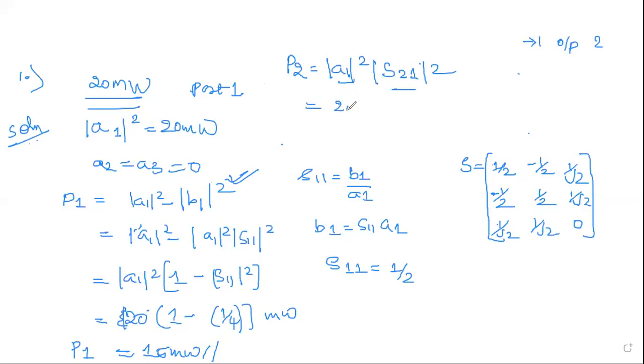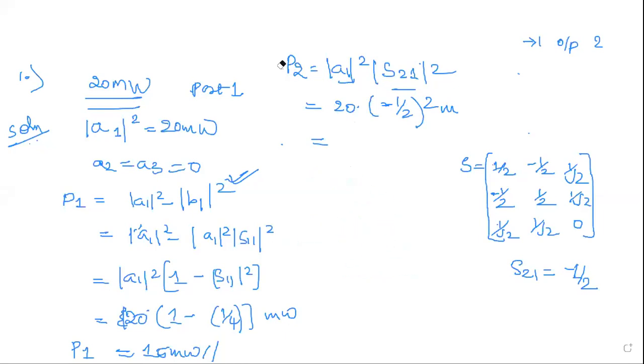So here it is 20 milliwatt. What is the S21 value from this? Is it -1/2? Yes, so it is (-1/2) squared milliwatt. Just check how much it is. 20 into 1/4, 5 milliwatt. So the answer you get here is 5 milliwatt.